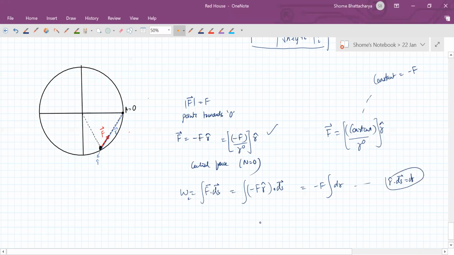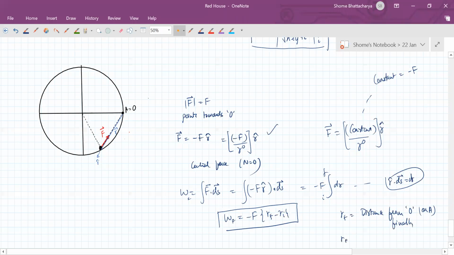Okay. You can just use this. So it's just becoming the work done by the force is just becoming minus F into r final minus r initial. Where what is r final and r initial? R final is the distance from that point O or A, whatever, finally. And R initial is the distance initially.